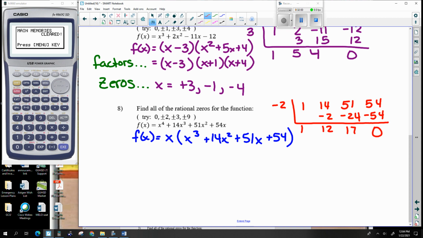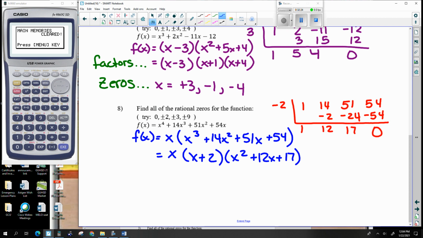So perfect, because I did need something to subtract, and the only way to get a negative in there is if I put in the negative, so I did. So what that means is x plus 2 is a factor. X plus 2 is a factor, and that leaves me with x squared, 12x, 17.